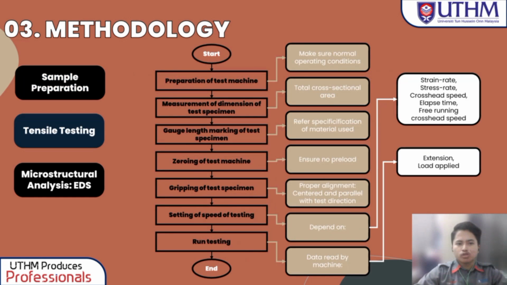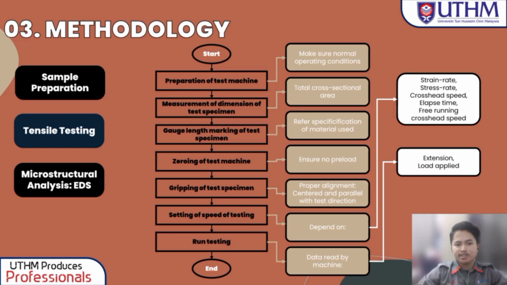Okay, now I am going to talk about the second step in the methodology, which is tensile testing. Tensile testing has 7 steps. The first step is preparation of the test machine. Make sure of normal operating conditions to avoid errors during operation. The second one is measurement of the dimensions of the specimen. The total cross-sectional area must be measured in the beginning. The third step is gauge length marking of the specimen. This step is done by referring to the specifications of the material used. And then the fourth step is zeroing of the test machine to ensure no preload before the test starts.